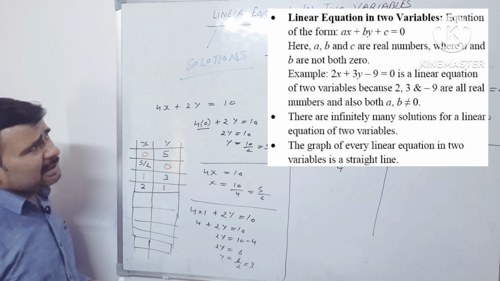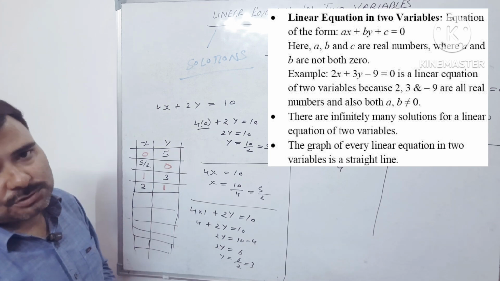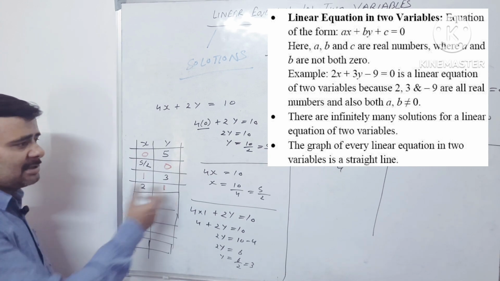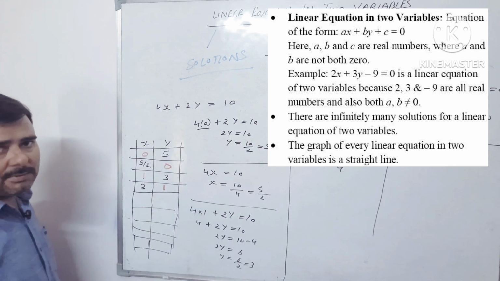So any equation that can be written in the form of ax plus by plus c is equal to 0 is a linear equation. It has infinite solutions, as I proved. So that is all about this chapter, linear equation in two variables.